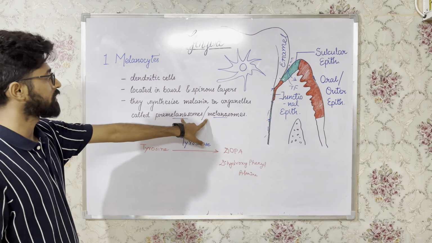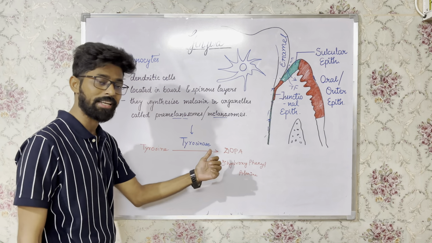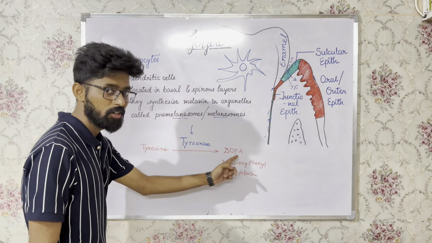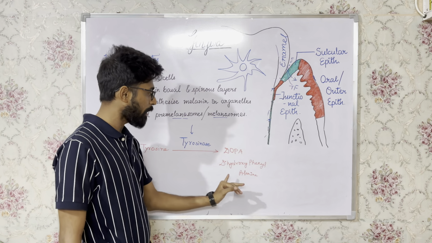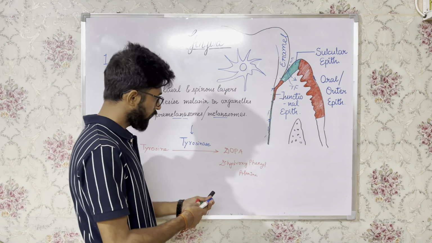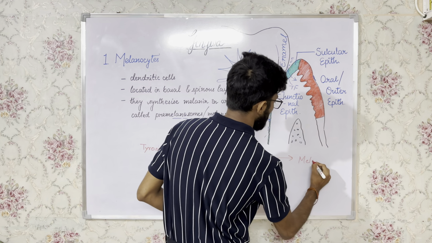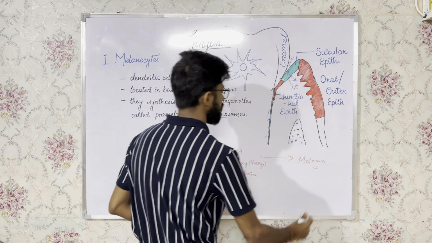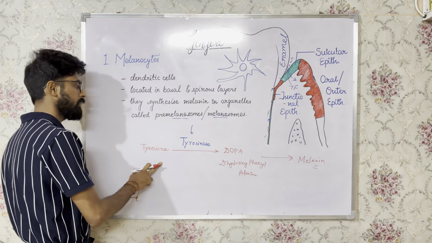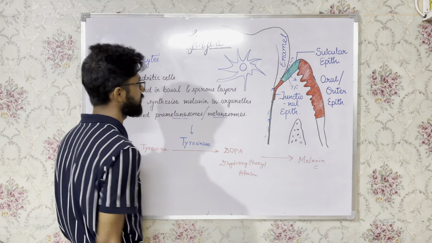So these organelles, pre-melanosomes or melanosomes, contain this enzyme called as tyrosinase, right? Tyrosinase converts tyrosine into dopa, dihydroxyphenylalanine, right? Which in turn gets converted to melanin. Okay, so this is the flowchart of the production of melanin. Tyrosine gets converted into dopa, and then dopa gets converted into melanin, right?